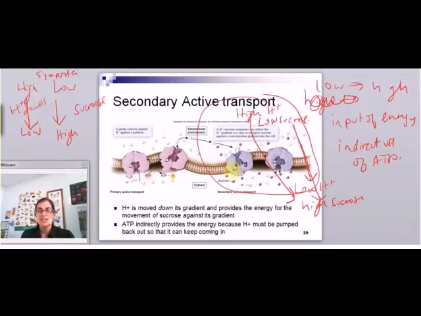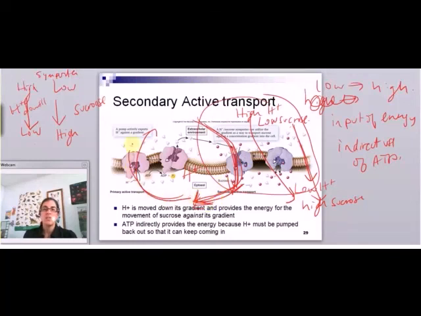The reason why it's indirectly a use of ATP is because as the hydrogens flow this way, I'm eventually, in order to keep the gradient, going to have to send those hydrogens back out. So the hydrogens have to basically make a circle. So this is for the hydrogens. As they come in, they're moving sucrose, right? And that's why the cell wants to do this, is it's moving sucrose. It doesn't really care about hydrogen ions. It just wants to bring in sucrose, and it's using H+ to do that.